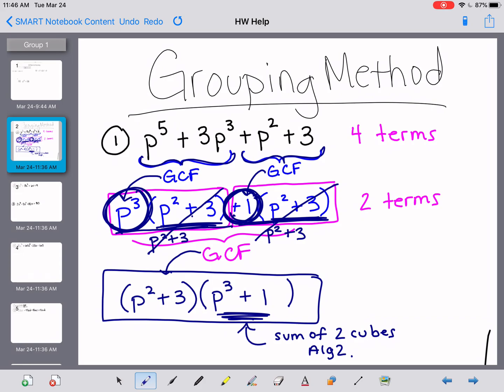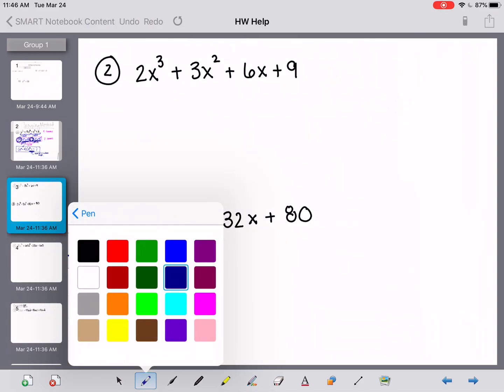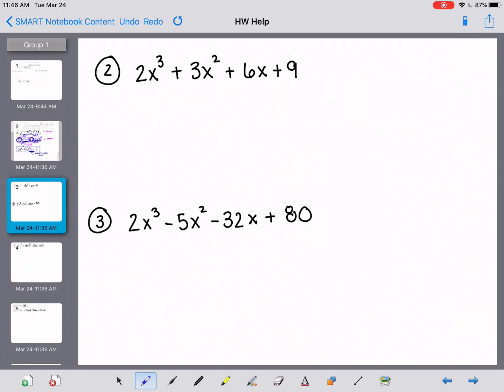All right, let's try another example. Number 2. I'll try to stick with the same colors here. I'm going to group together the first two terms and find a GCF. Side note, before we begin that, let's look at this whole thing. Is there a GCF for the whole 4 terms? No, there is not, right? Always check for that first.